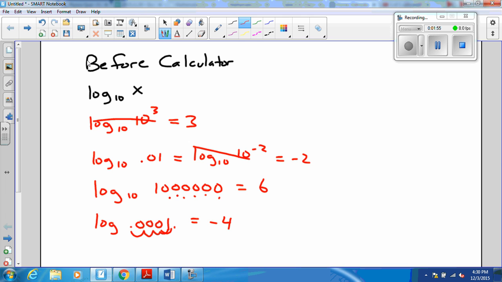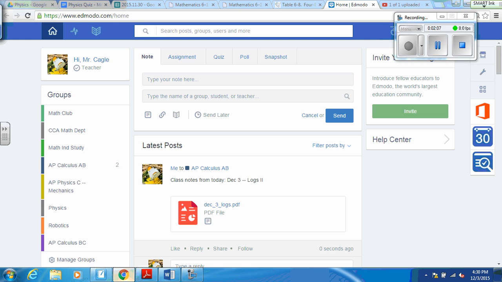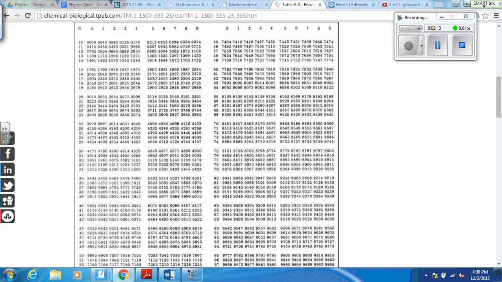So the only thing needed now, in order to get a full set of values for logs, would be some kind of pre-computed table of logarithms. And that's exactly what everybody had. I was able to find a table of logarithms on the internet. This would usually be printed in the back of people's textbooks.